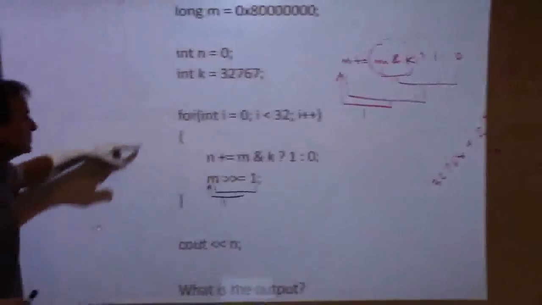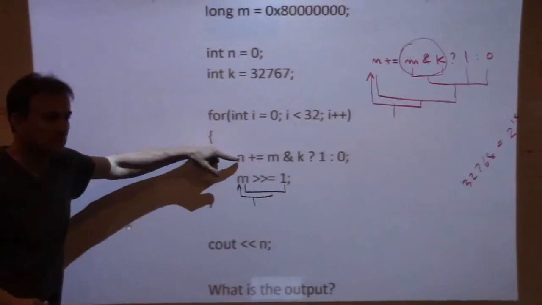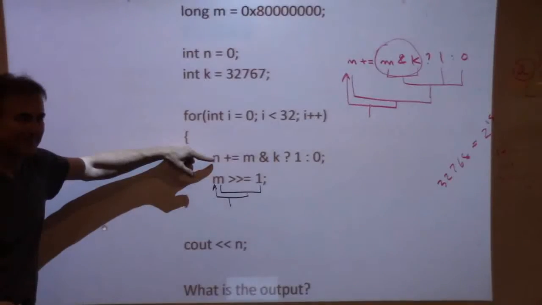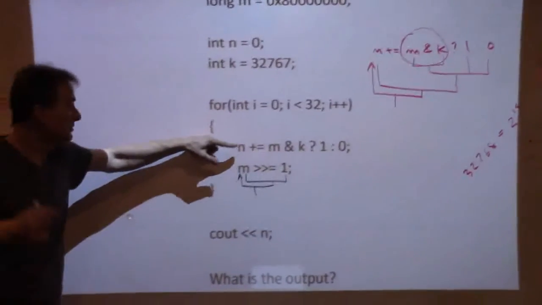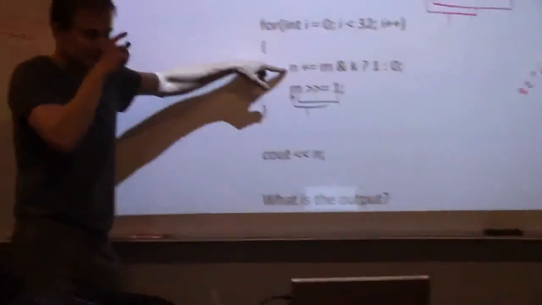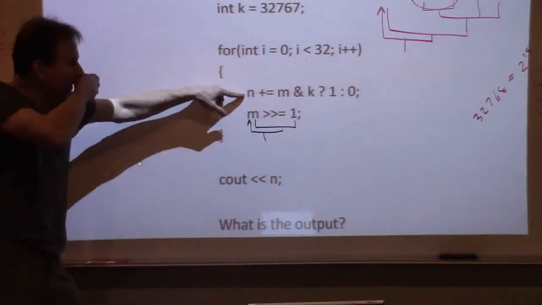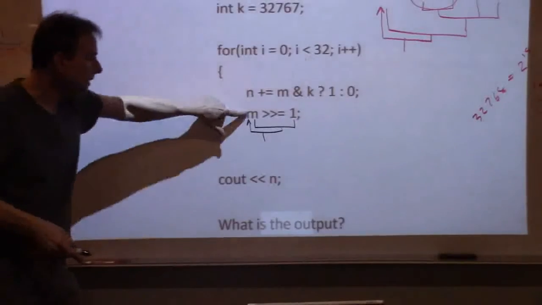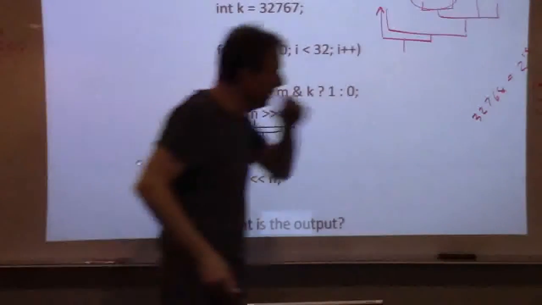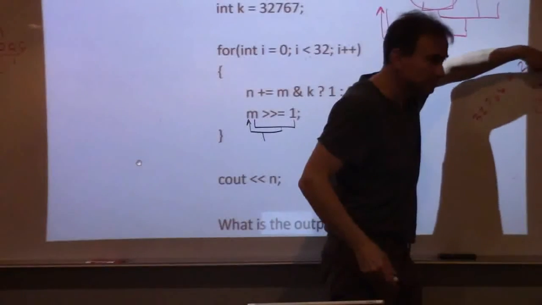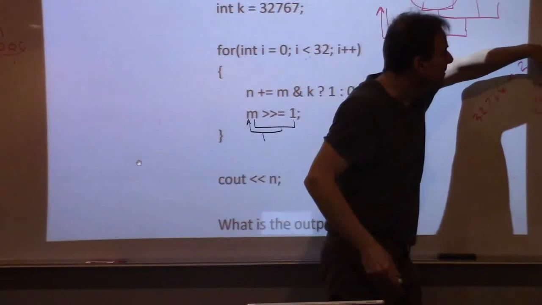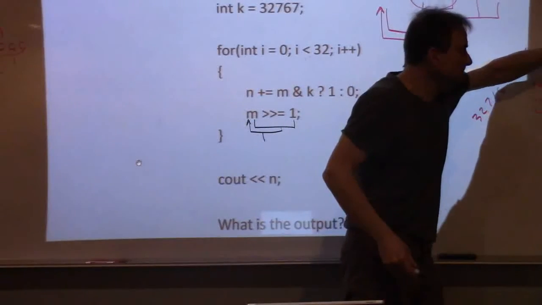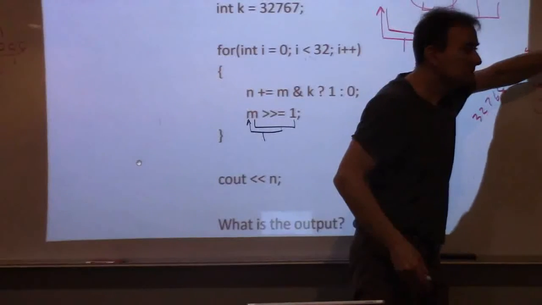So what happens when I do this again? What's n equal to now? 0. And then I do it again. What's going to happen to m? So I'm going to keep doing that. When am I going to start hitting truths?